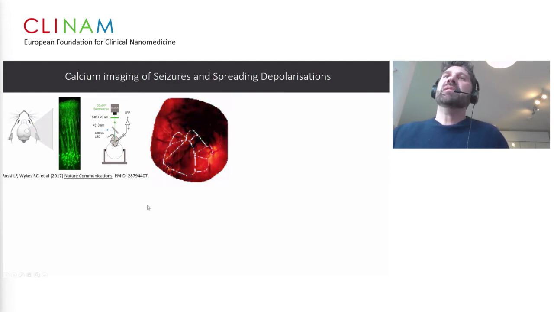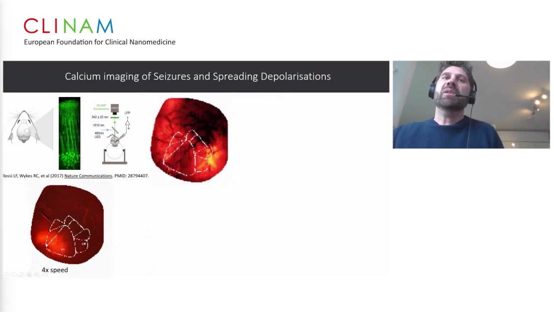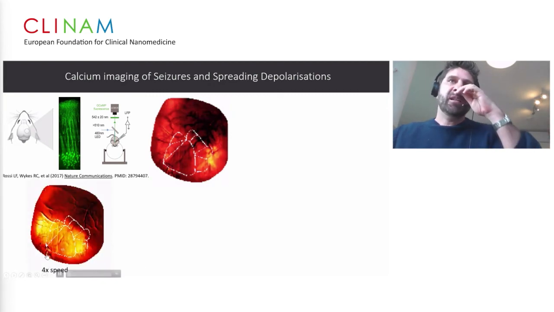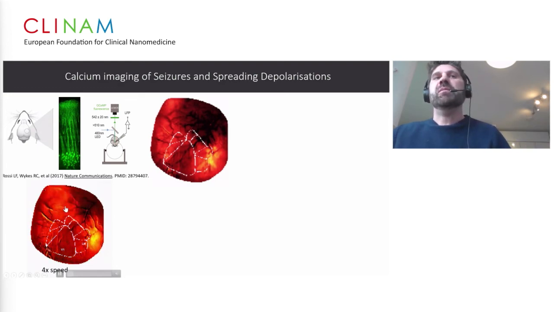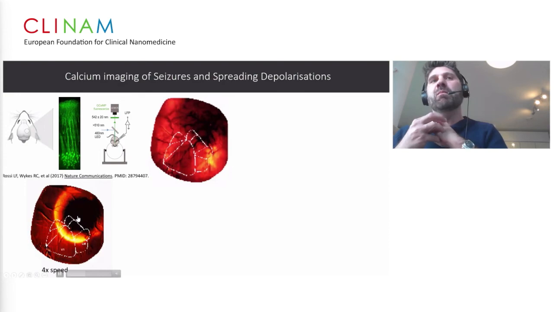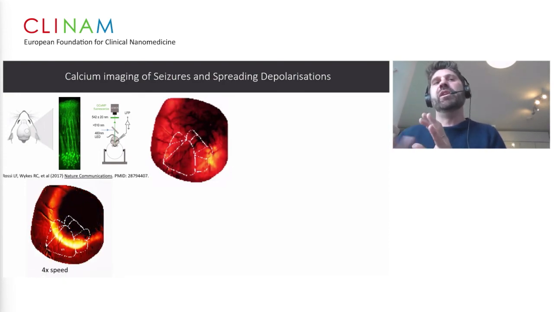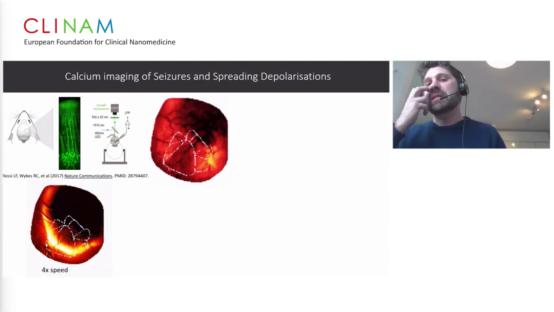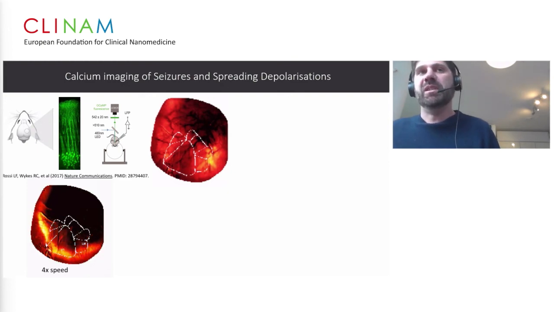But we can also use this to look at the association between seizures and spreading depolarizations. And so here again, at much faster speed, is a seizure that propagates across the brain. And at the end of this seizure, you'll see something different. You'll see the emergence of this ring of hyperexcitation that is followed by a complete silencing of all neuronal activity behind it. And this is an example of a spreading depolarization.